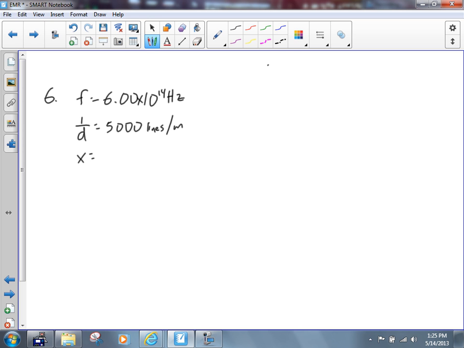We want to find X. We know that L is equal to 2.00 meters. What's N here? From the second order max to the fourth order min.